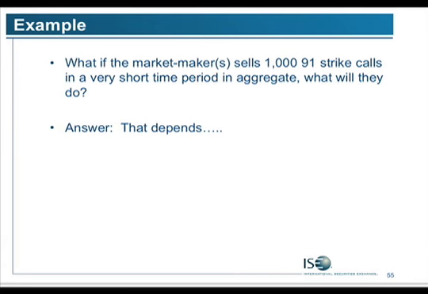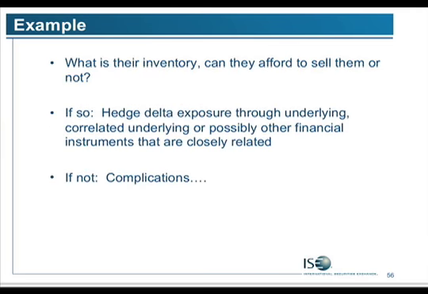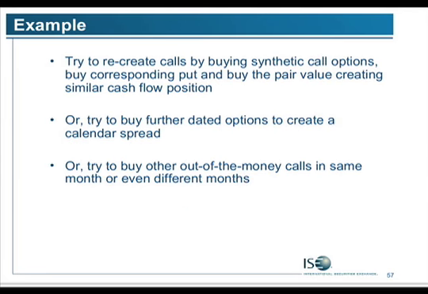So what if this market maker sells 1,091 calls in a very short period of time? What are they going to do? Well, the answer is that it depends, but more than likely, they're going to go and try to buy other options. They're going to try to buy some Australian spot. They might try to buy some futures. They're going to try to do a lot of things to hedge themselves. They might try, as I said, to buy some spot.